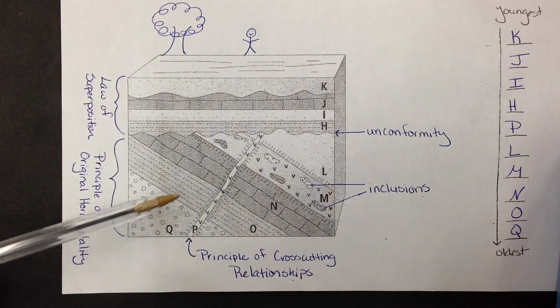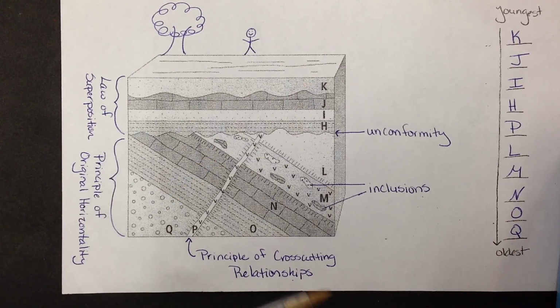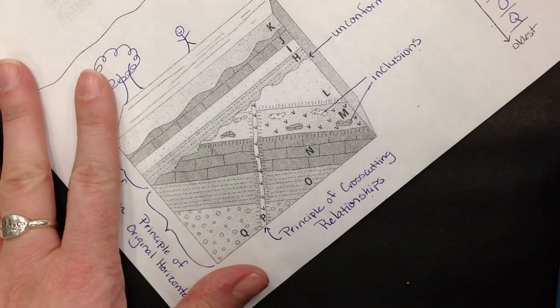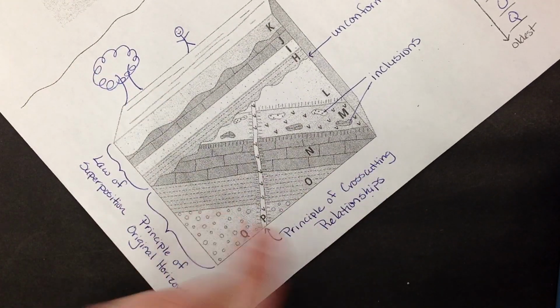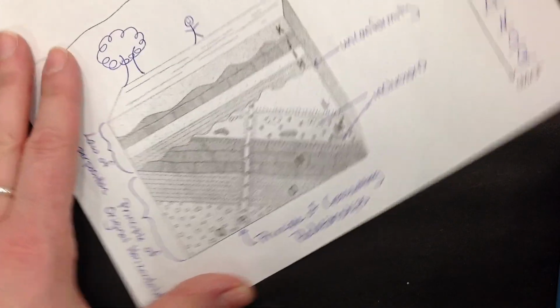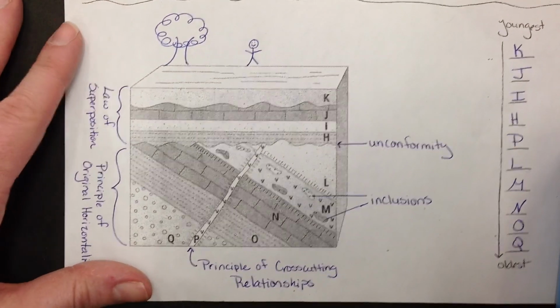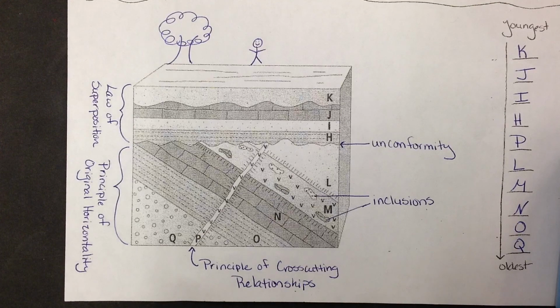These layers, Q, O, N, M, and L, are tilted in an angle, but they were originally laid down horizontally. So they originally started off horizontally like that. They got built up, and then something happened that caused them to tip, for example, two continental plates colliding.